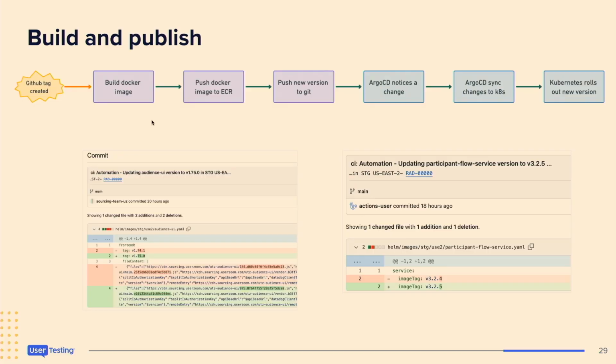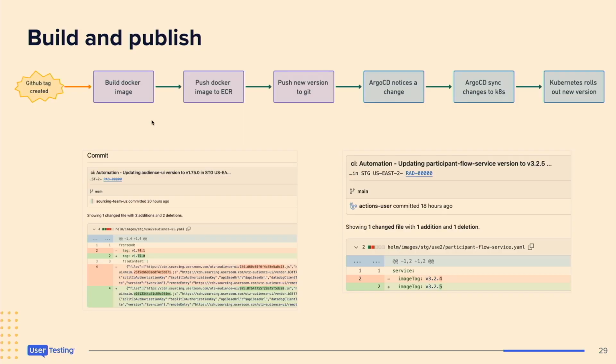So this is the second step, right? We already got the tag into main, and now we need to push it somewhere. What we do is build the image with that tag name. We upload it into ECR, and then we also push it, automatically changing the Helm chart, basically, which is the examples that you can see below. One is a front-end, and the other is a back-end service. And you can see the upgrade of the version there.